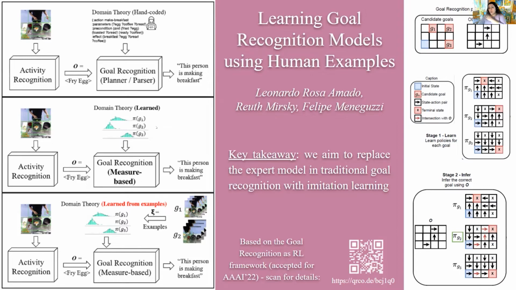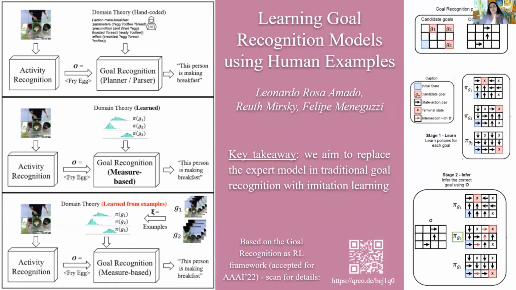What we tried to do, and we published a paper on that in AAAI just 2 weeks ago, we replaced this domain theory with a learned domain theory, which is based on RL domains, on MDPs, where each goal that the agent can try to accomplish is now represented using a policy or a value function of what the agent can try to do. So we have policies that are goal dependent. And now when we get an observation, we use specific measures that we developed to do the goal recognition process.